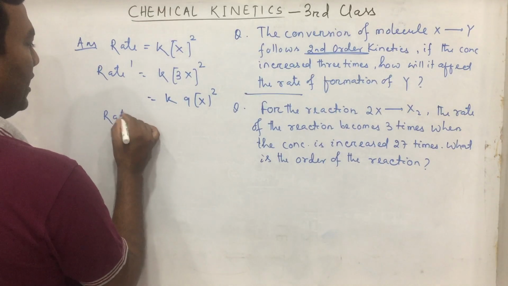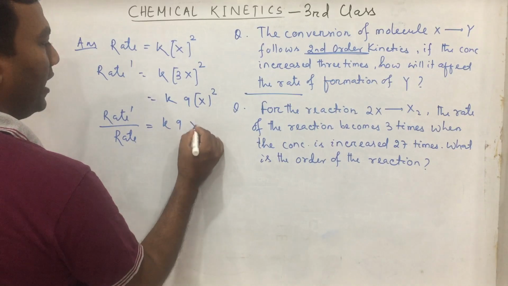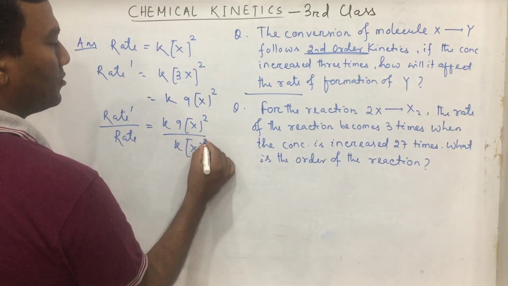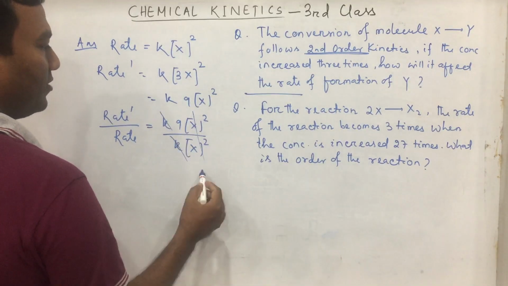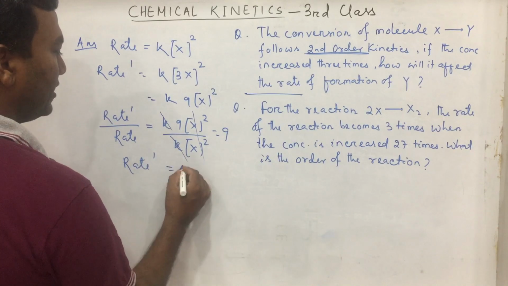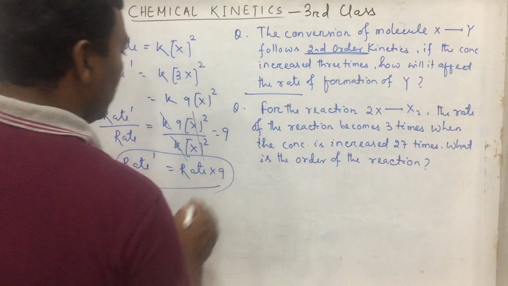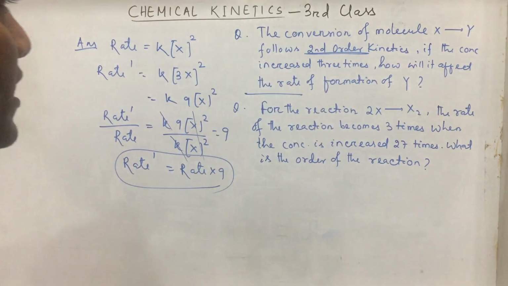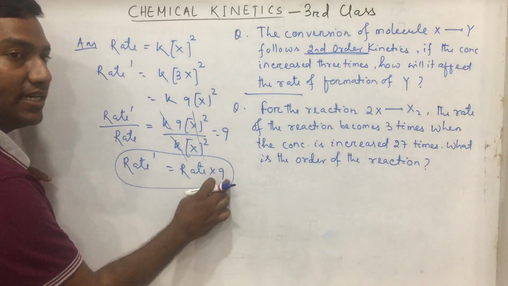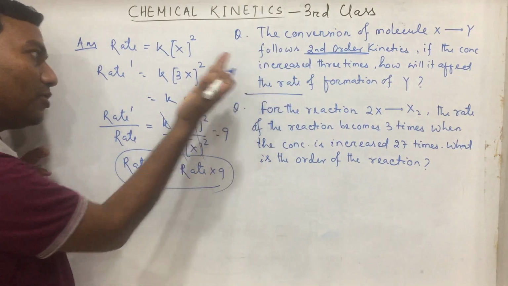So rate dash by rate equals k into 9 into x square by k into x square. So k cancels, x square cancels, and it will be 9. So this implies rate dash equals rate into 9. That means when it is second order kinetics and the concentration increases 3 times, the rate increases 9 times. Clear? So for this, a reverse question will also come.